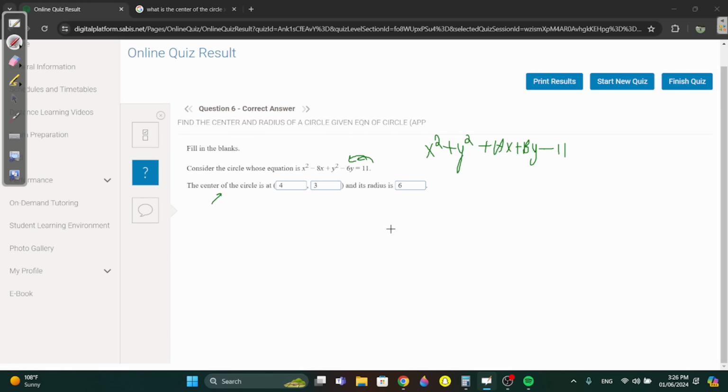Okay, the center of the circle we said is minus a over 2, comma minus b over 2. In this case, a is minus 8, right? And b is minus 6. So it's going to be minus minus 8 over 2, comma minus minus 6 over 2, which is 8 over 2, which is 4. 6 over 2, which is 3. 4 comma 3. How do we find the radius?